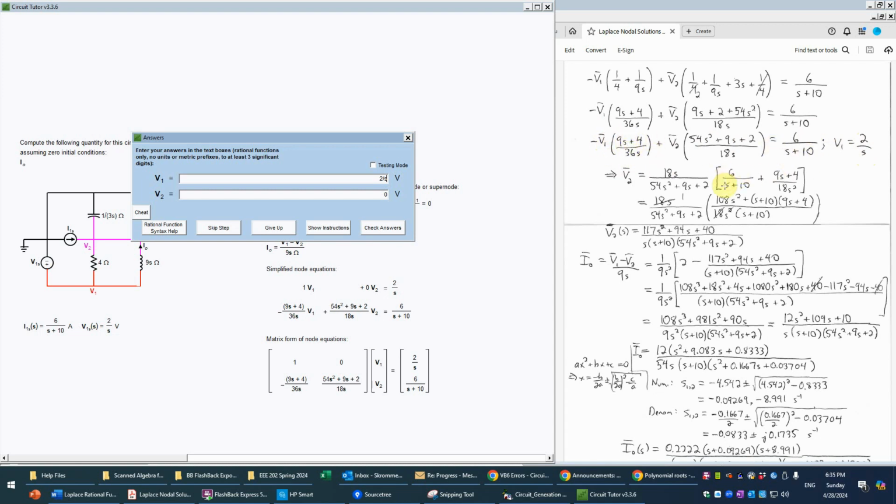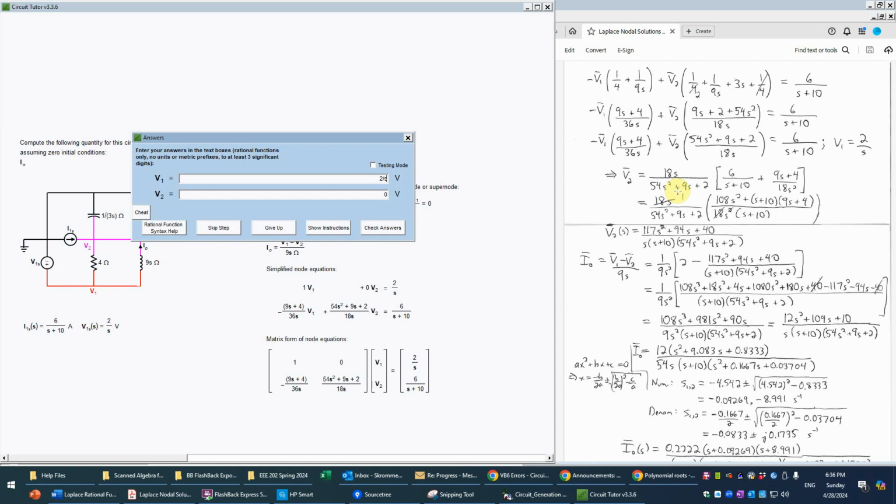So we're going to have 6 over s plus 10 plus that term now, including the V1 value. So that'll be the 9s plus 4 over 18s squared, as I mentioned, because of the substitution of 2 over s. And then to solve for V2, since everything else is on the right-hand side, we just multiply by the reciprocal of this value, cross multiply. And so that'll give us 18s here divided by the 54, etc., denominator there.